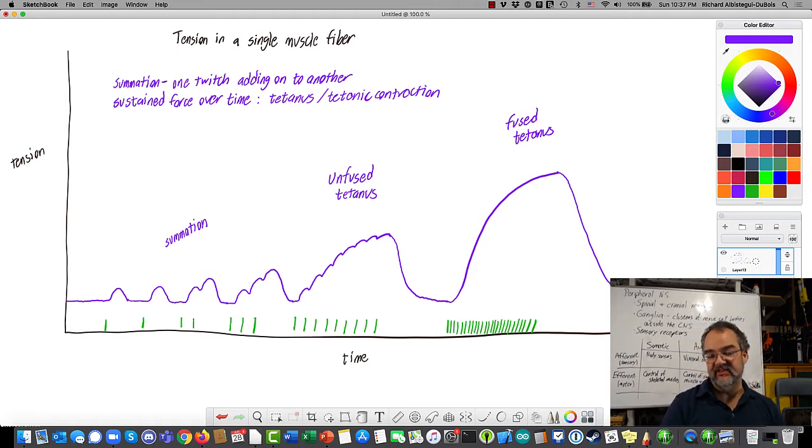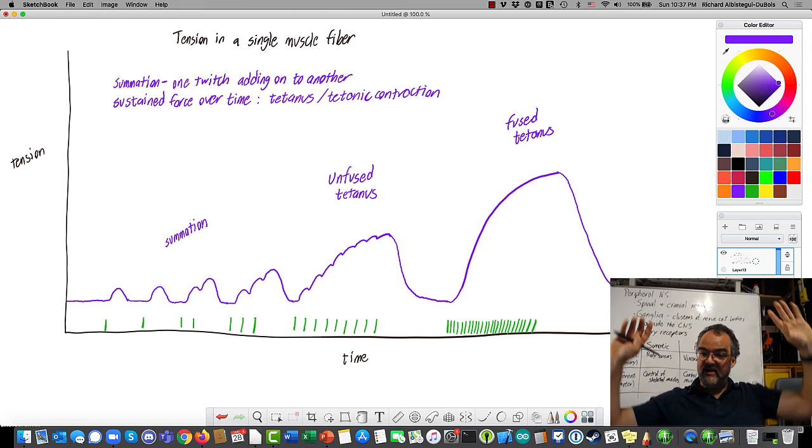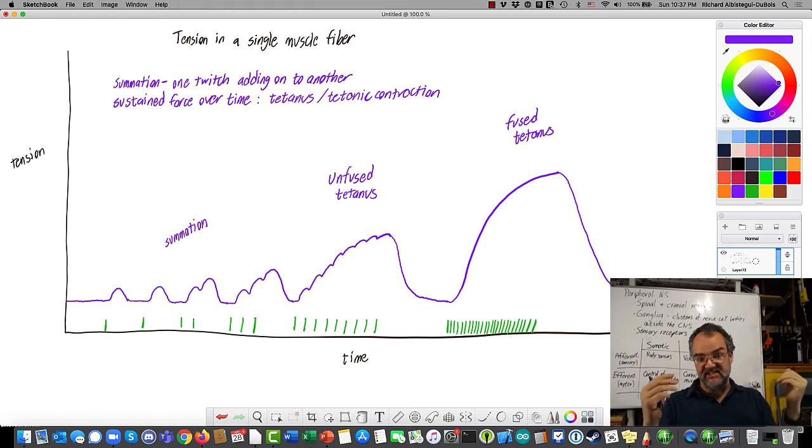Fused tetanus is the muscle fiber developing the maximum possible tension. That's what happens when you're just holding the tropomyosin out of the way, and those myosin heads are working as fast as they can continuously, and the muscle contracts as far as it can, as hard as it can. That's a fused tetanus. Now, this is all in a single muscle fiber.